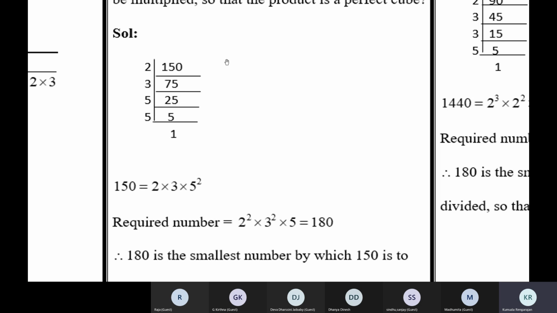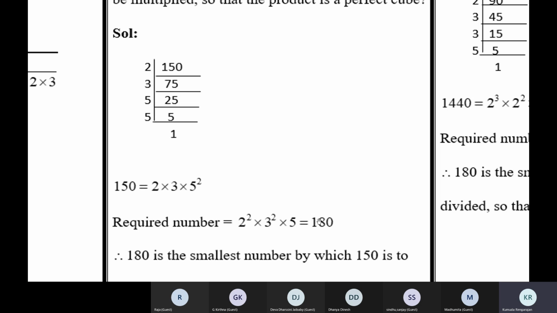The question is by what number it should be multiplied so that it becomes a perfect cube. When we express 150 as a product of its primes, we see that 2 is not raised to the power 3. So you need 2 square so that it becomes 2 to the power 3. And 3 is also not occurring in triples. So multiply 3 by 3 square so that it becomes 3 cubed. Similarly, 5 square into 5 will make it 5 cubed. So the product of these numbers is 180.